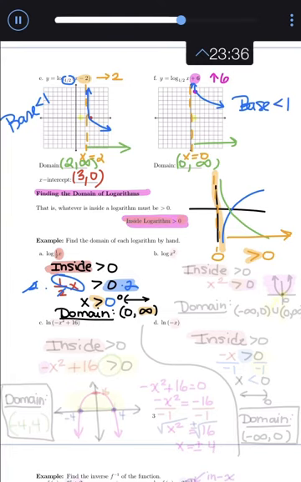Let's take a look at B. Again, on B, we're going to do the same thing. We want the inside to be greater than 0. Well, the inside is a little bit different this time. The inside this time is an x squared. We're still going to set it up the same way. That x squared needs to be greater than 0.